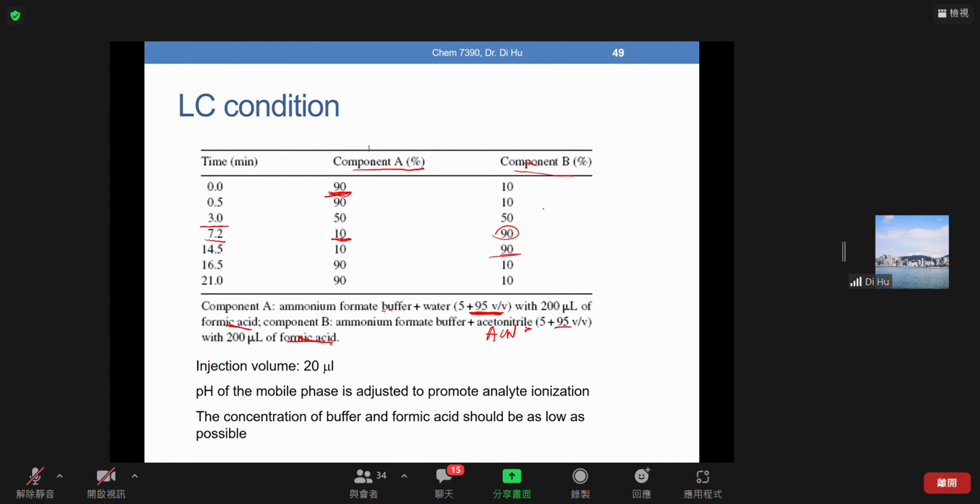Why do so? Can anyone tell me why? You tend to go to more organic phase. Between water and organic phase, which one is less polar? Which one has high elution power for those relatively non-polar, less polar species? Organic phase, right? You're increasing the organic phase fraction because you want to elute those compounds more tightly bound to the column. You want to decrease the K value, so they come out.